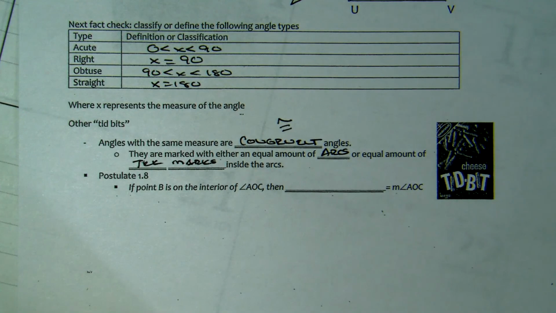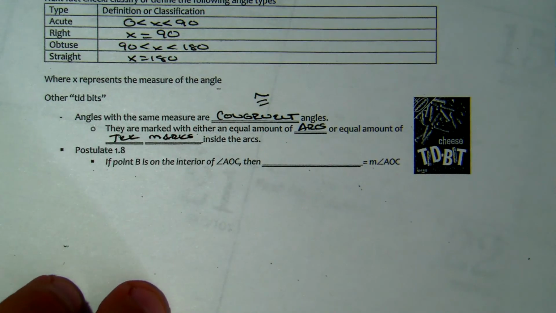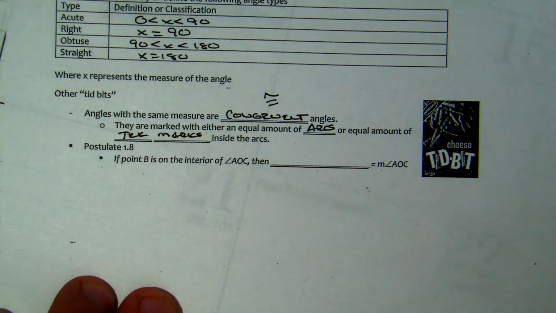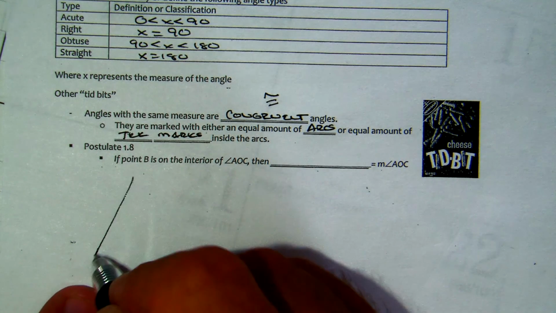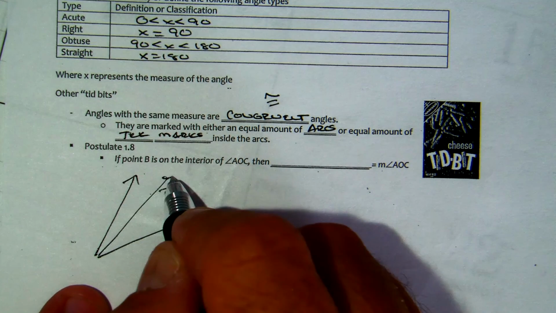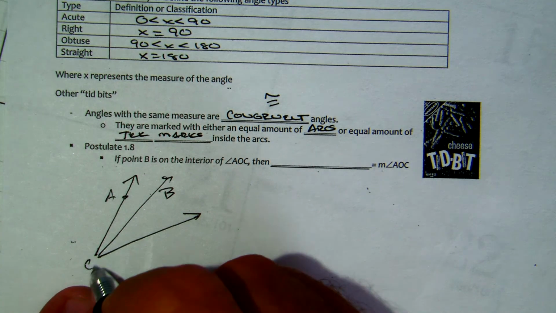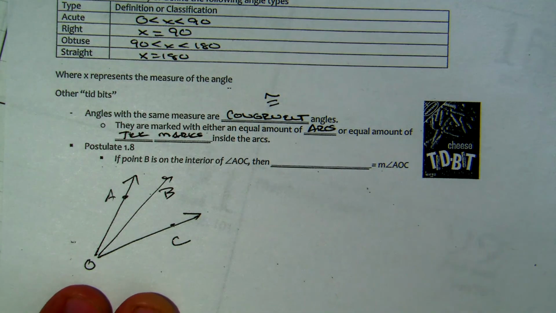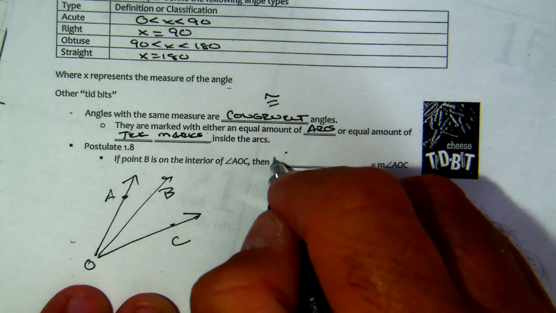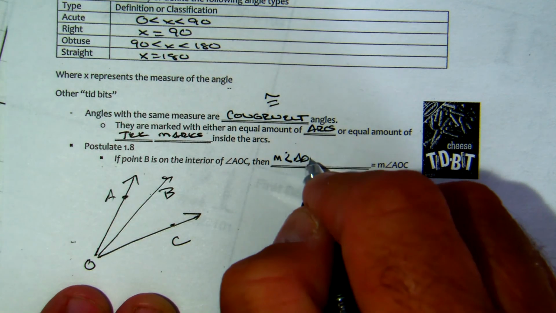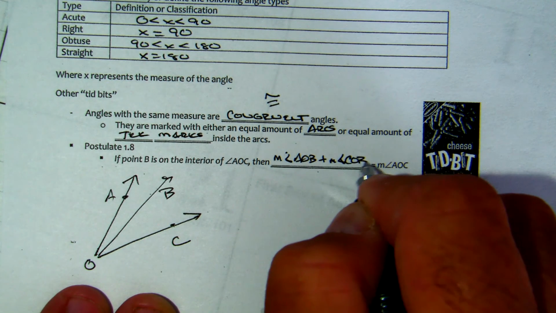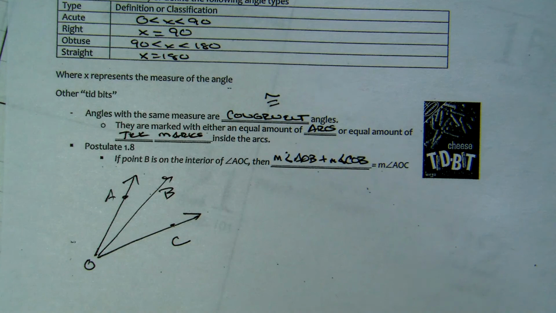All right, and then finally, there's a postulate, much like the segment addition postulate. There's an angle addition postulate. If point B is on the interior of angle AOC, and we draw it out, so here's B on the interior, and there's AOC, then the 2 smaller angles add up to the bigger one. Those 2 smaller angles would be the measure of angle AOB plus the measure of angle COB, for those of you still thinking about summer and corn on the cob.